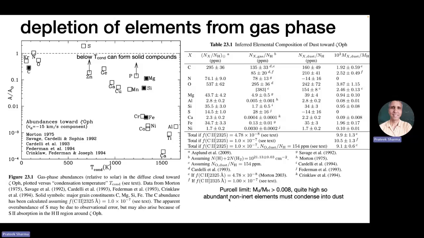So elements must condense into dust. And inert, so neon has a high abundance, but it's an inert gas. It does not react. It cannot form complex molecules and eventually these grains. So you cannot put inert particles into dust because they don't react. So in order to make complicated things, they have to be reactive.